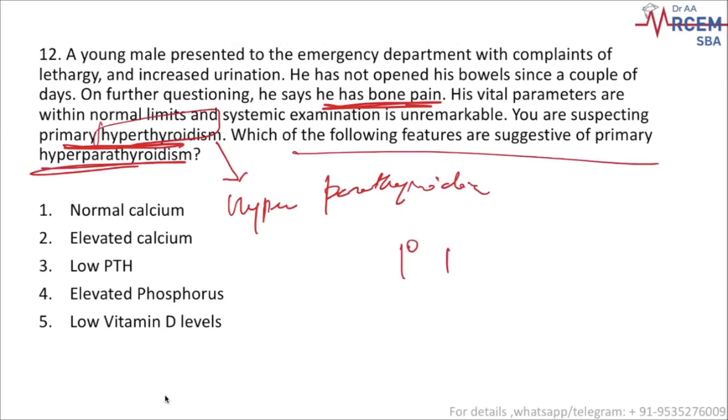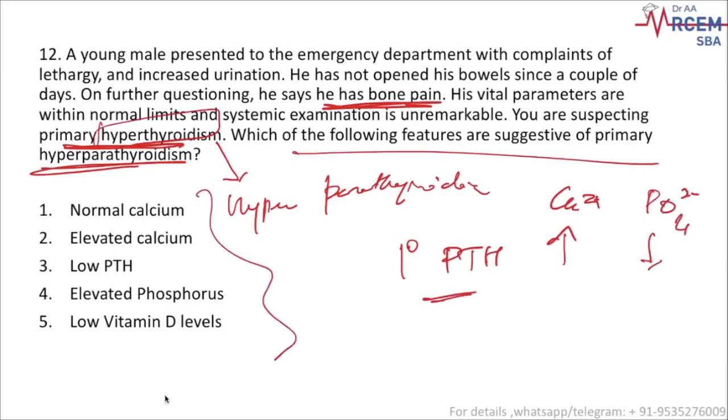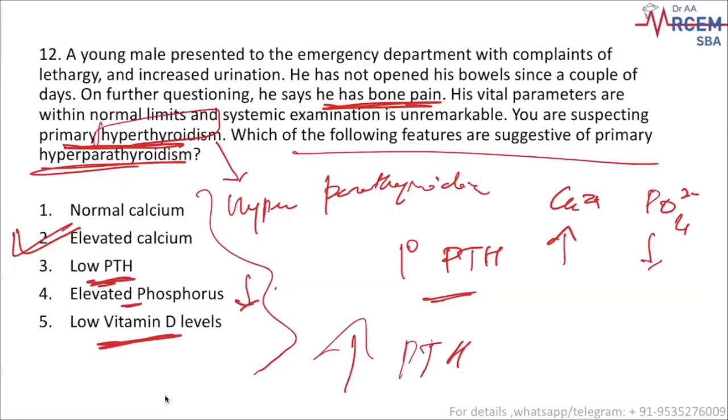In primary hyperparathyroidism, what happens? Calcium values will go on the higher side, phosphate values will go on the lower side. So which one of the following is present here? Calcium values are elevated. What about parathyroid hormone? It's primary hyperparathyroidism, so parathyroid hormone will be on the higher side. Phosphate will be on the lower side. Low vitamin D is nothing related to primary hyperparathyroidism. So the right answer here is the second one.